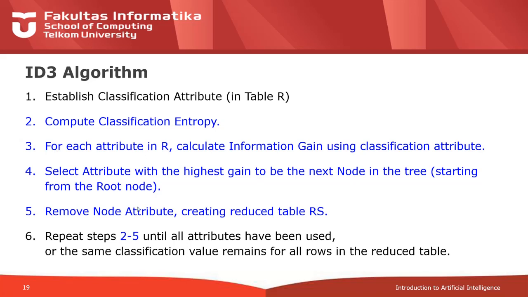We'll see later. And then we will remove the node attribute, and then we will create another table. So this is a reduced table that we will call RS. So we will see what I mean by multiple tables. And then we will repeat steps 2 to 5 again until all of the attributes have been used, or the rest of the rows have the same classification value, the same label or same output.